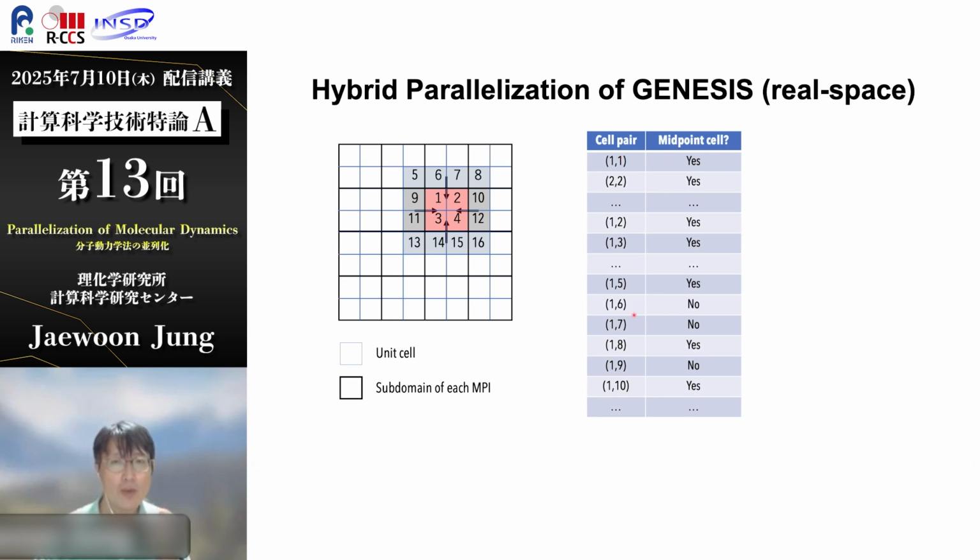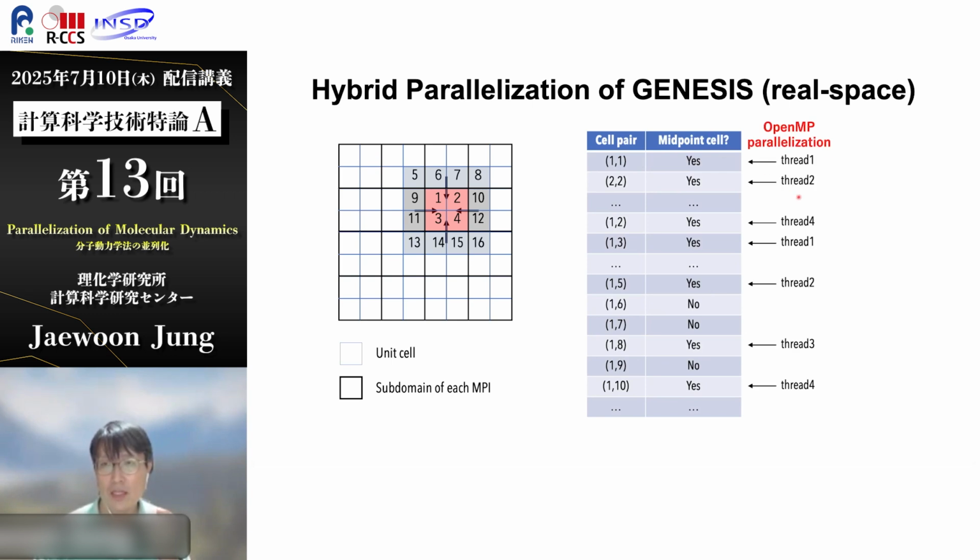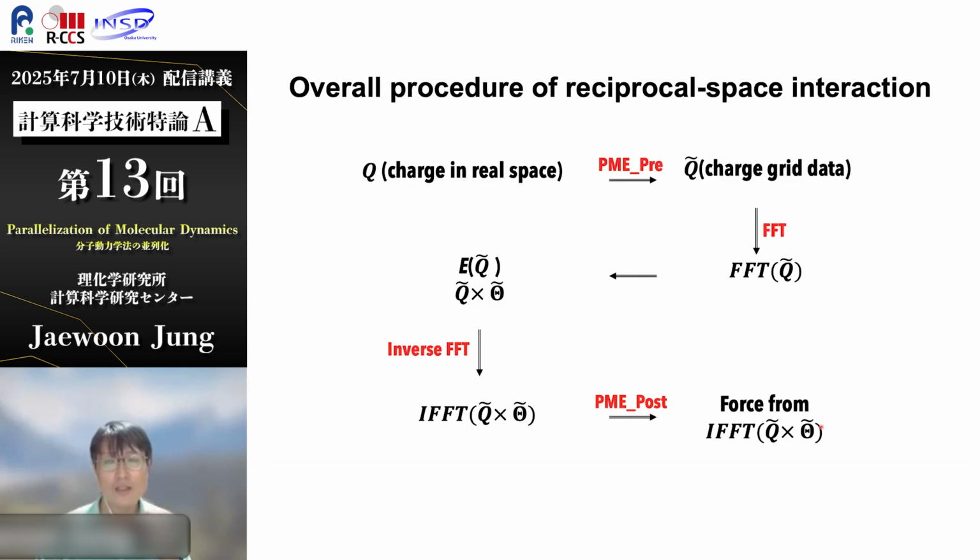For this, we make a cell pair index instead of an atom pair index. And we check whether the midpoint cell of the cell pair is inside of this domain or not. If yes, then we parallelize by OpenMP. This is the overall hybrid parallelization process in Genesis. And we changed the parallelization scheme a little bit on Fugaku, but it's too technical, so I will not say so much.